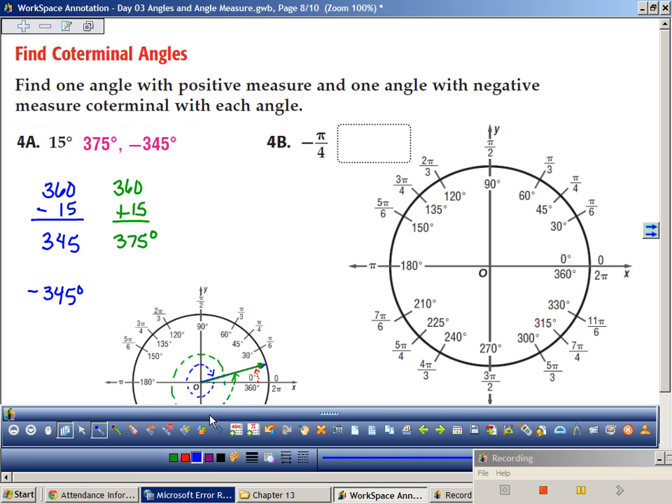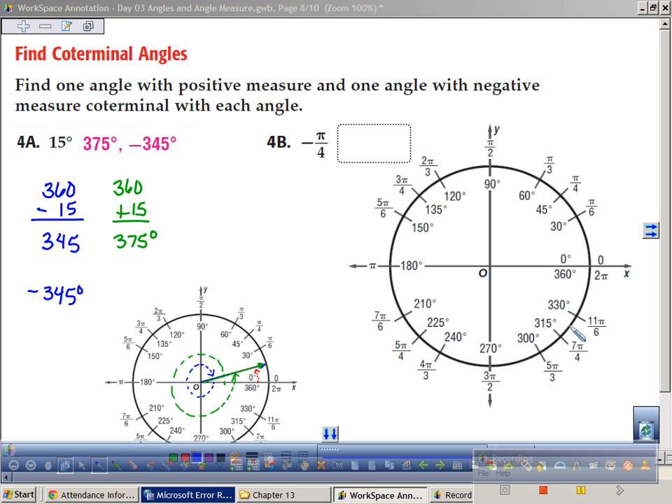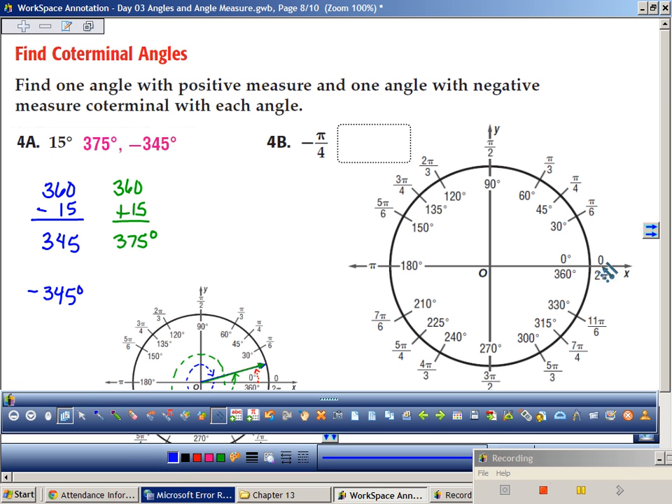You guys ready? Let's start with where it is. Where is negative pi over 4? If this is pi over 4, what would negative pi over 4 be? In the negative direction, right there. Make sense? Instead of rotating to pi over 4, we're rotating in the negative direction pi over 4. So there's negative pi over 4 right there.